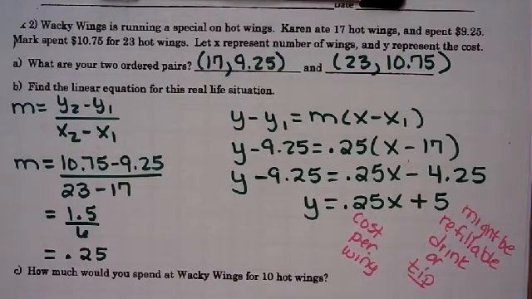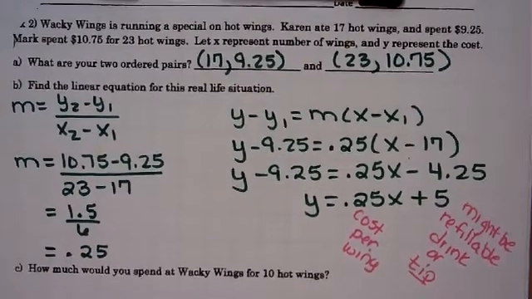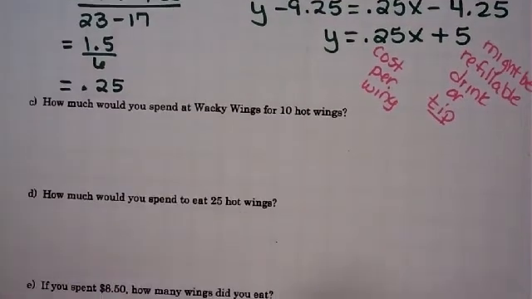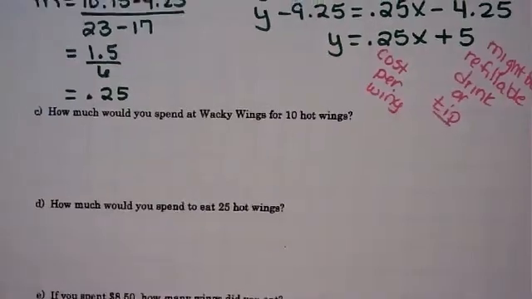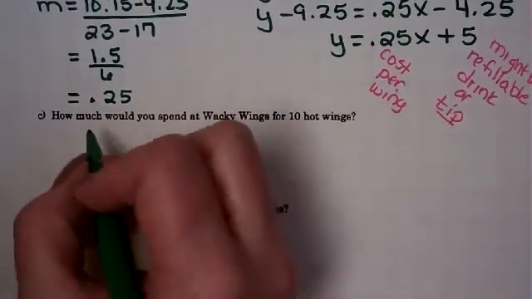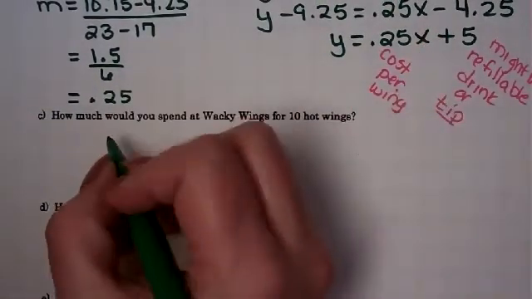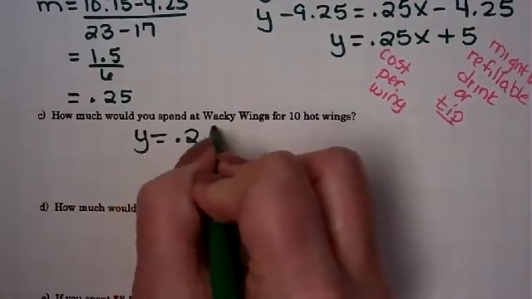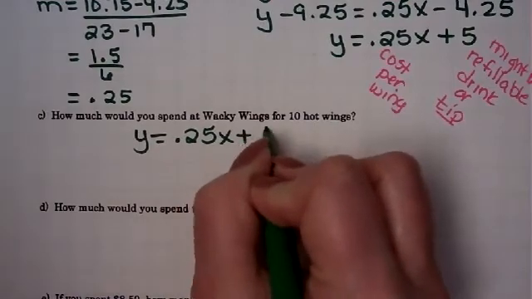Now, we've got some questions here we can answer based off of this formula, okay? Now, the first question it's asking is, how much would you spend at Wacky Wings for 10 hot wings? Okay, 10's about what I normally get. After about 10, I'm done. So I can go back and use my formula. y equals 0.25x plus 5.